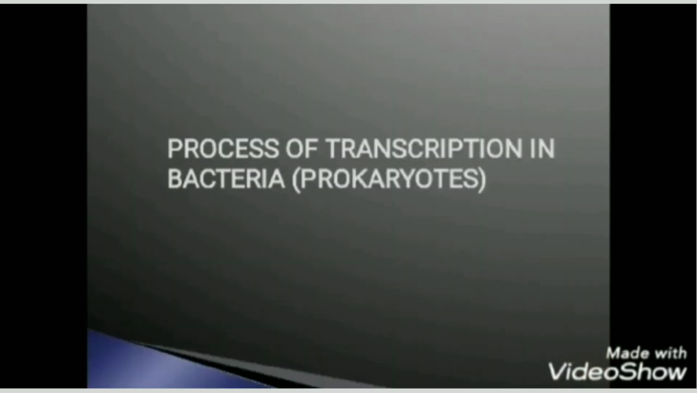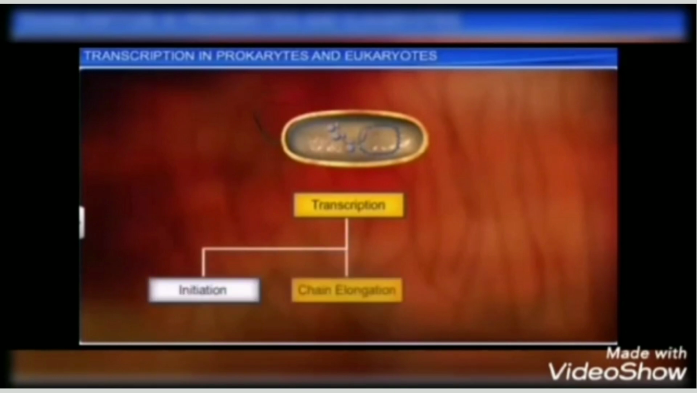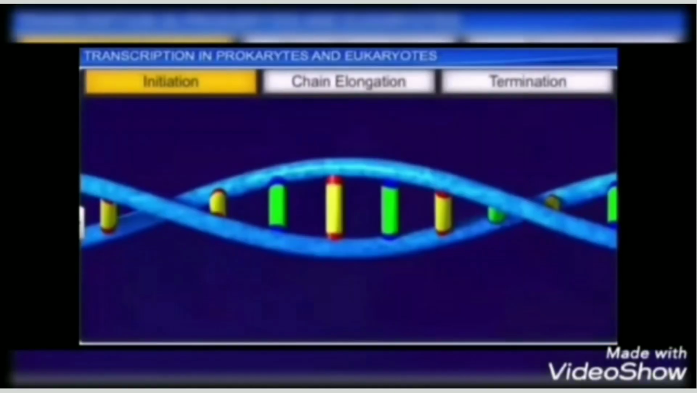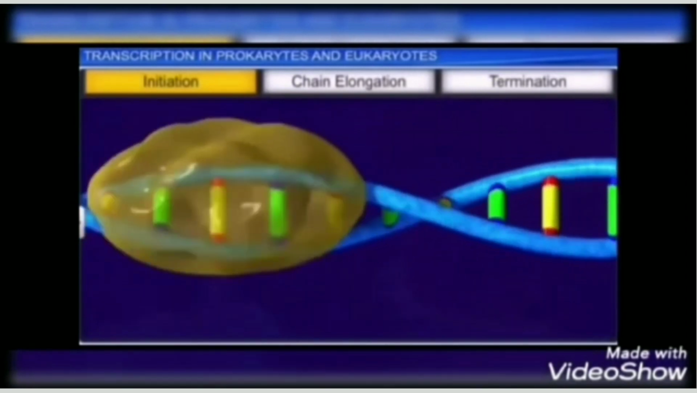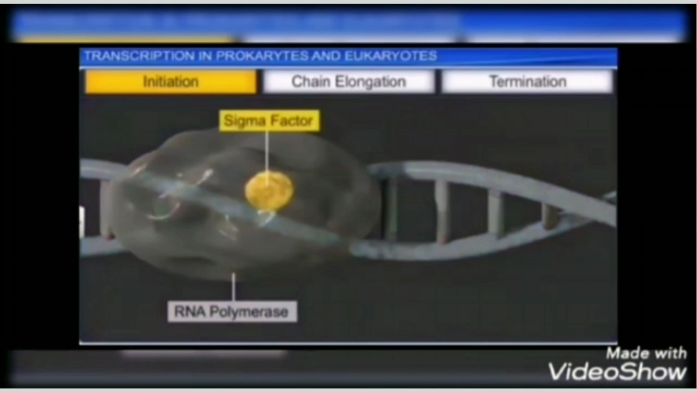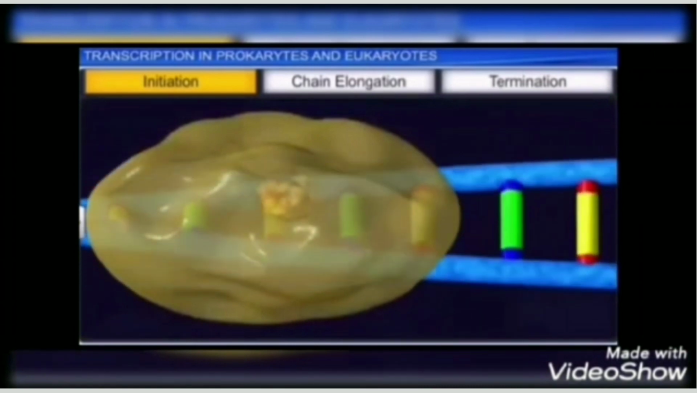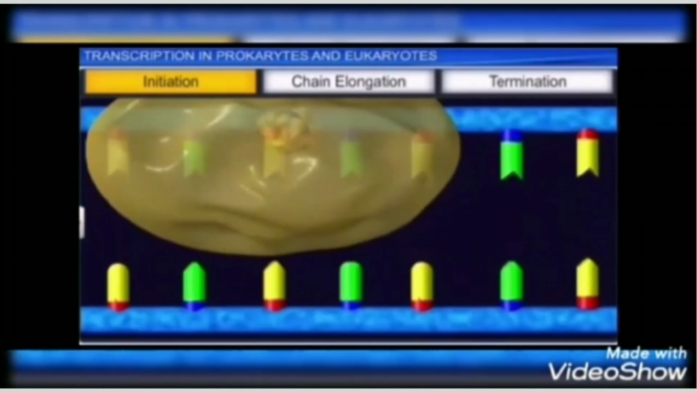Process of transcription in bacteria or prokaryotes. The process of transcription in a bacteria has three steps: initiation, chain elongation, and termination. Initiation. The RNA polymerase along with sigma factor or initiation factor binds with the promoter region of DNA and initiates transcription. It helps in the opening of DNA helix and separates a strand of DNA.